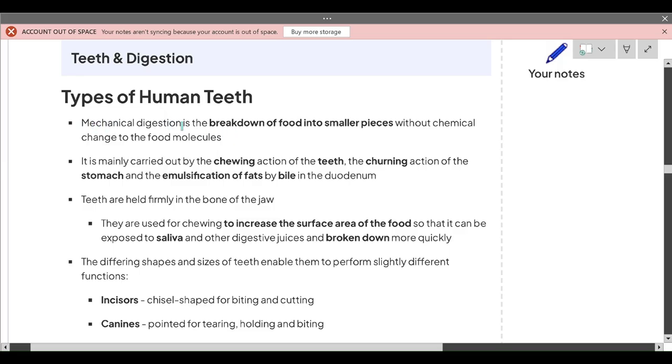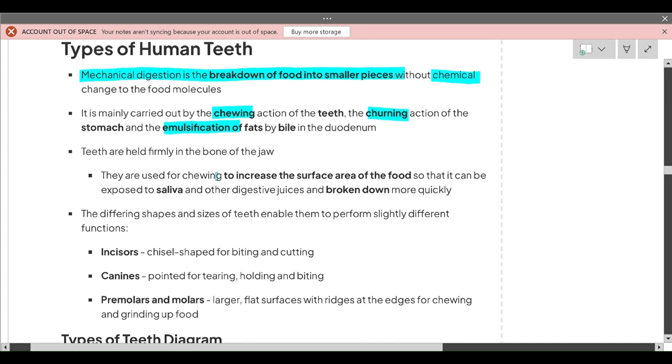The mechanical digestion is the breakdown of food substances into smaller ones without any chemical change. This is what we understood in the previous content. And for that we discussed some examples like chewing, churning and emulsification. And obviously, to help our teeth, there is saliva, and the bones of the jaws are present, because they are used for chewing to increase the surface area of the food. So this is the basic reason behind physical digestion, so that the food can be exposed to the saliva.